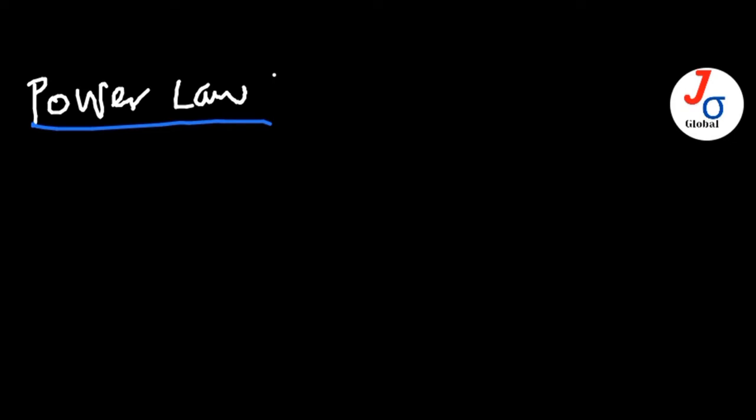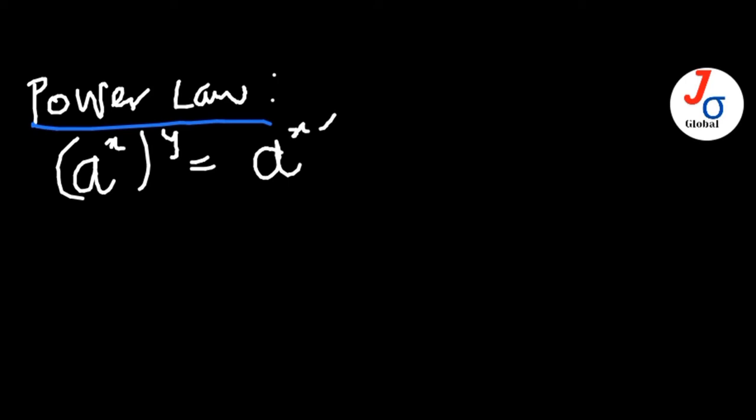So here we have the power law. And what does the power law look like? Say if A is raised to the power of x, and then raised to the power of y, then that is A raised to the power of x multiplied by y. That is the law. So let's take an example.